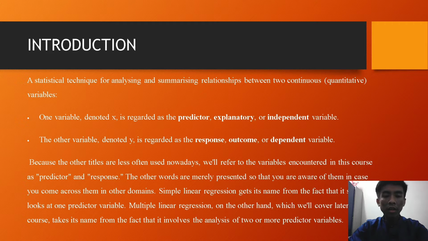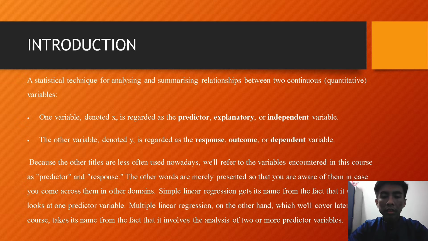Because the other titles are less often used nowadays, we refer to the variables encountered in this course as predictor and response. The other words are merely presented so that you are aware of them in case you come across them in other domains.